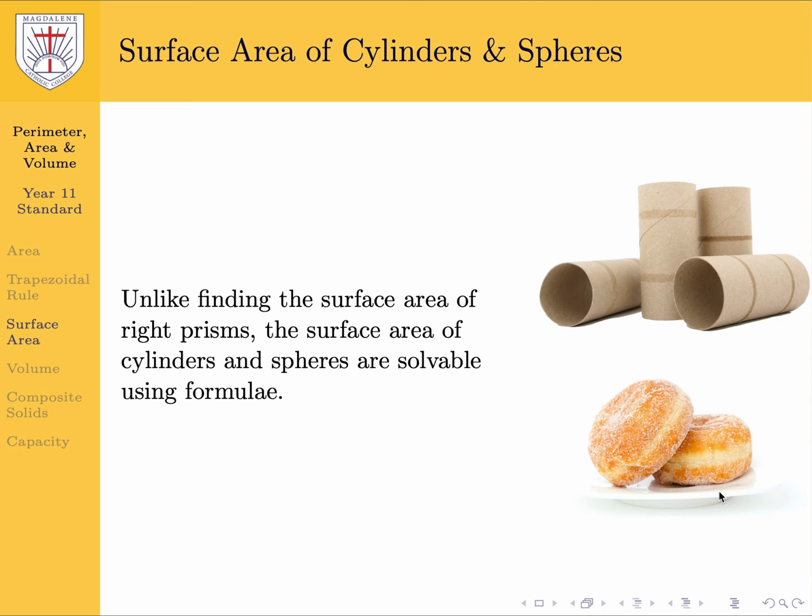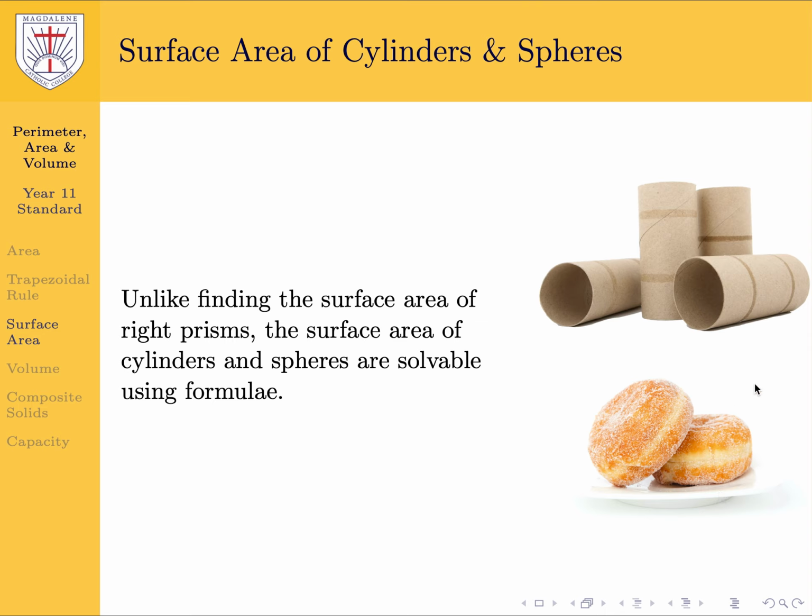In the lesson today, we're going to be talking about the surface area of cylinders and spheres. Unlike finding the surface area of right prisms, the surface area of cylinders and spheres is solvable using formulae. So that means it's actually a lot easier than what we were doing with right prisms.